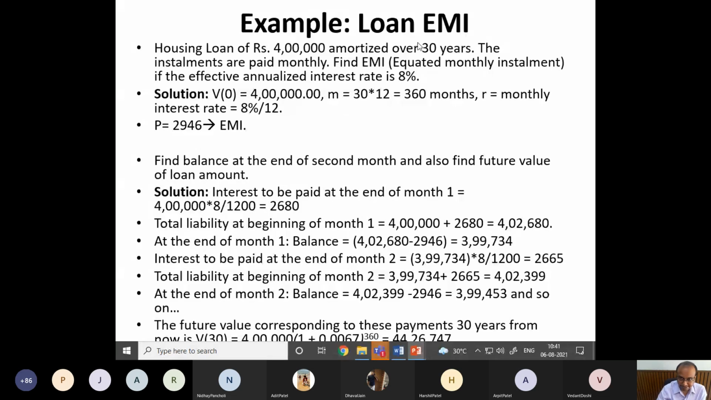So let me go to this example of loan EMI. I am taking this data, which is very simple. You can take practical data also, and we take the practical data in practicals. So we have a housing loan, say of 4 lakhs, amortized over 30 years. I have taken a housing loan of 4 lakhs, amortized over 30 years. The installments are to be paid monthly. That is called EMI, equated monthly installment.